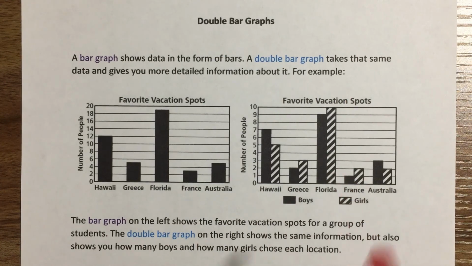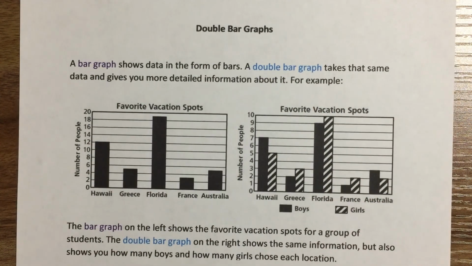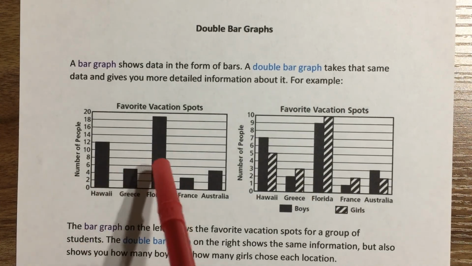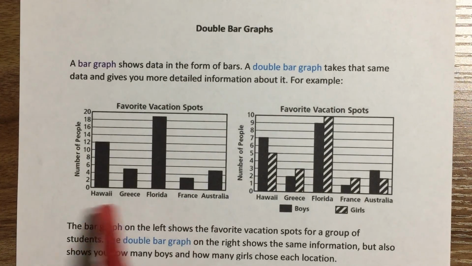So we're doing the same thing with a double bar graph. We're going to take the same information we had over here and get more information about it. That's what a double bar graph does. It takes the same data and gives us more detailed information. We had our favorite vacation spots here, number of people, name of the place.